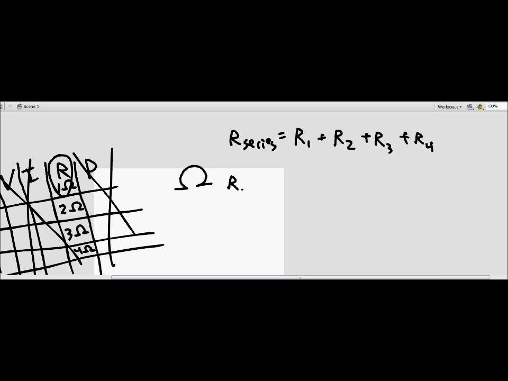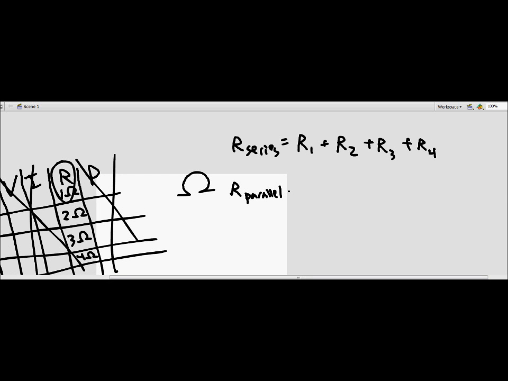Now if you have them in parallel, what you end up doing is you're going to be finding the inverse of that, and you have 1 over R1 plus 1 over R2 plus 1 over R3 plus 1 over R4.